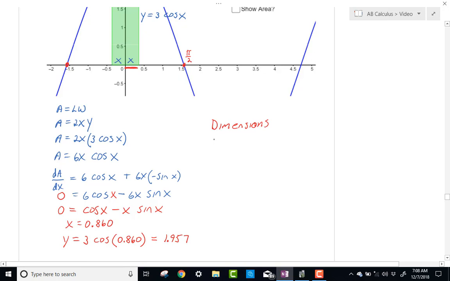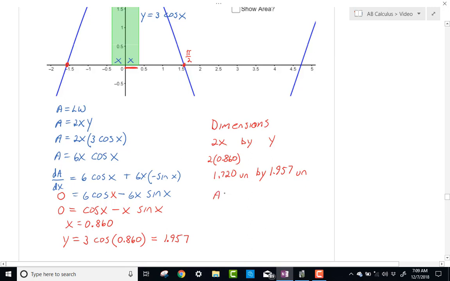remember my base was 2x by the height, which is y, and so if I multiply 2x, I get 2 times 0.860, and so that comes out to be 1.720. This is a graph, so there's no units attached, but if we had to, we could just say units by 1.957 units. And oh, it did say to find the maximum area, so now I would need to multiply those two guys.